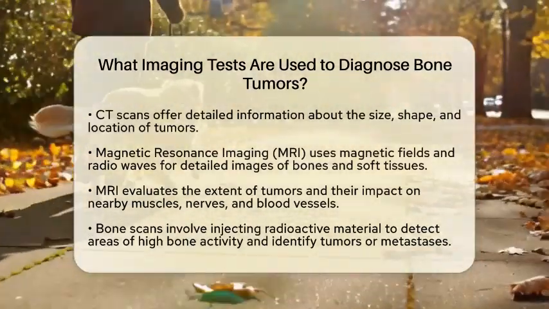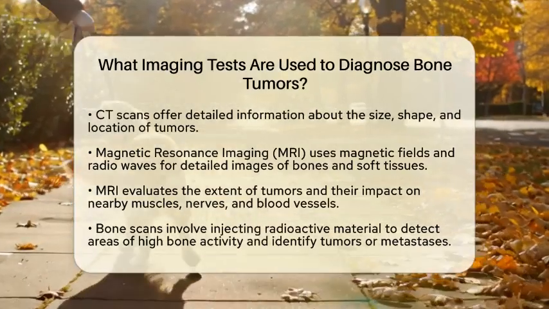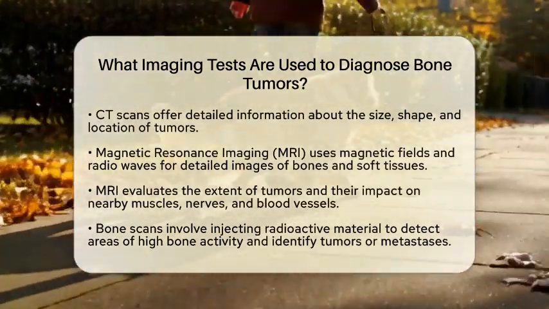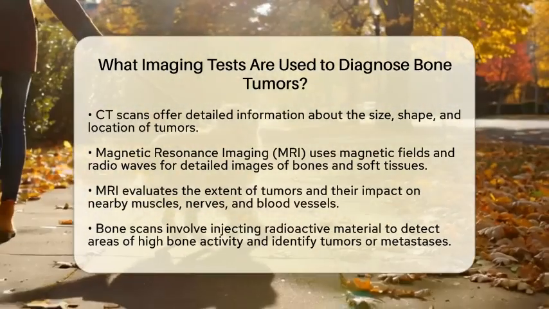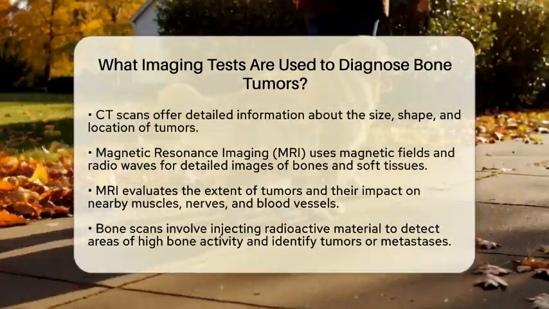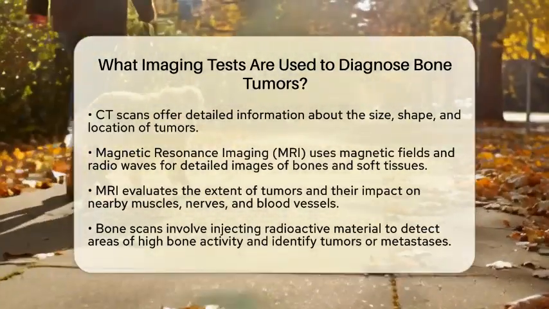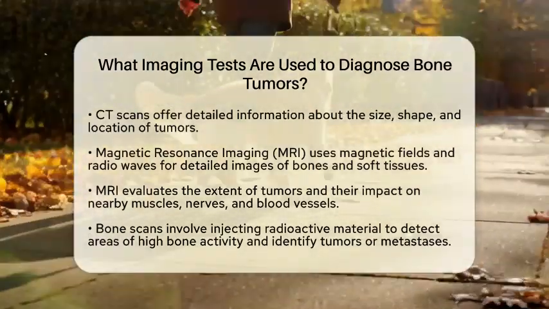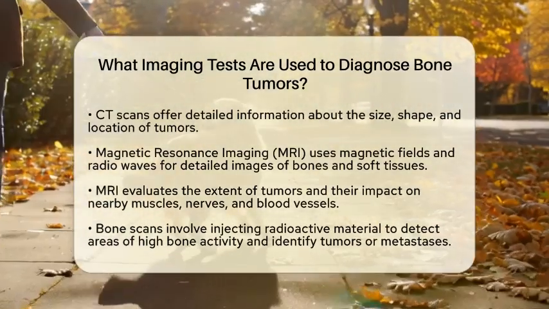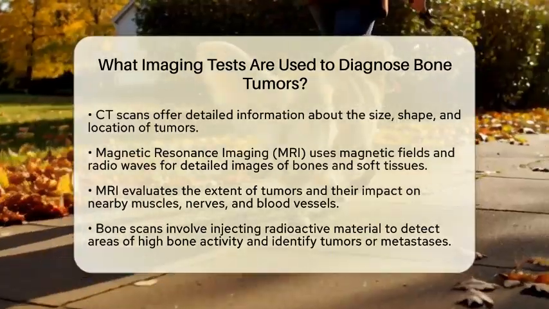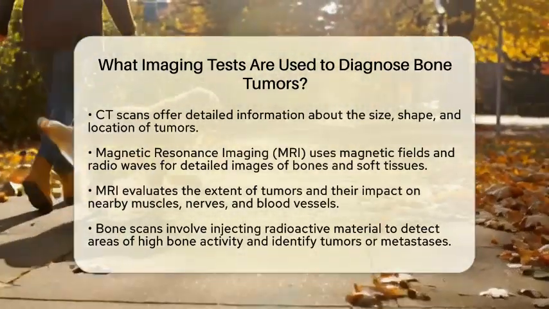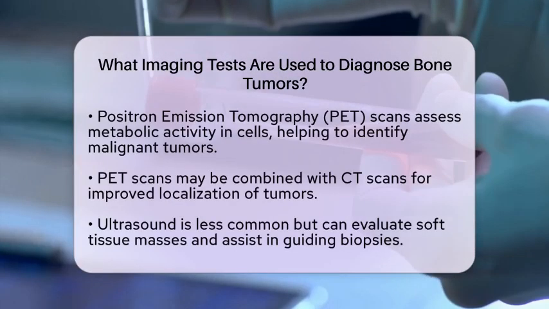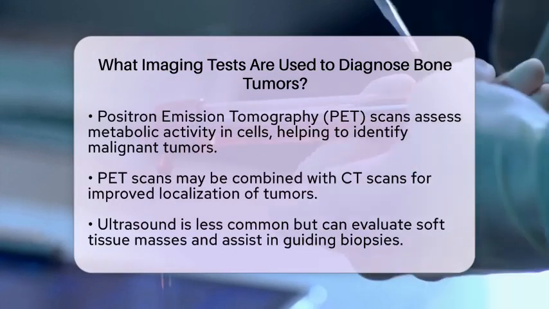A bone scan, which is a type of nuclear medicine imaging, is also utilized. This test involves injecting a small amount of radioactive material that accumulates in areas of high bone activity. Bone scans help detect bone tumors, metastases, and other abnormalities. They are sensitive for identifying multiple bone lesions that may not be visible on X-rays.